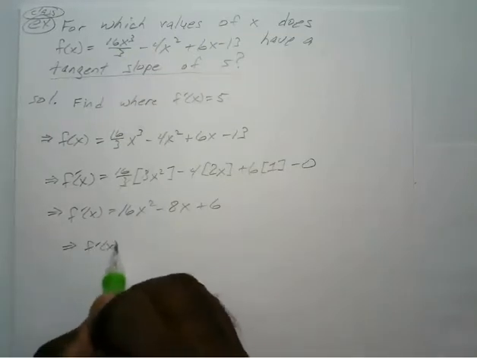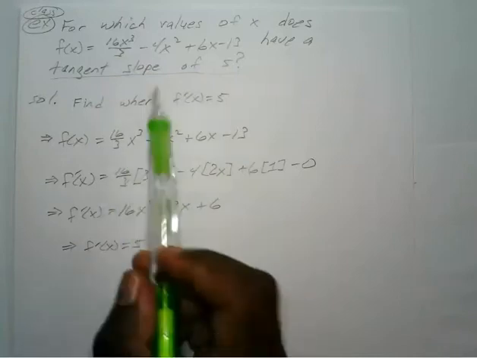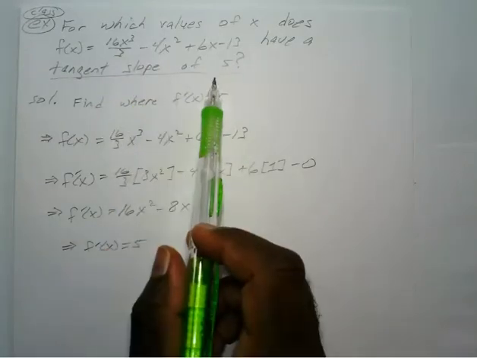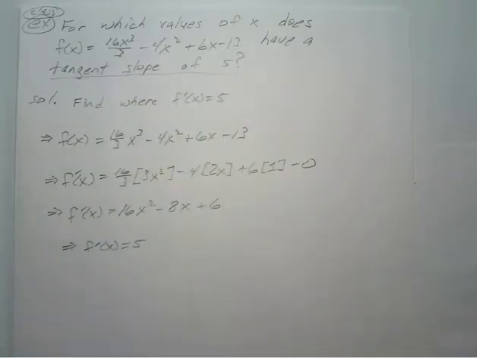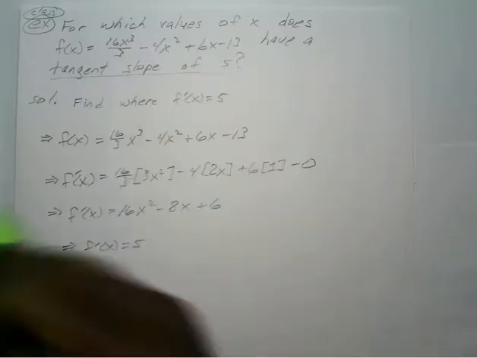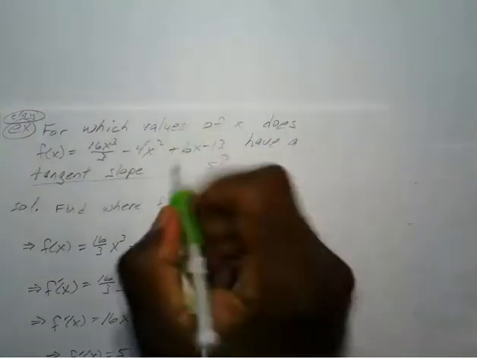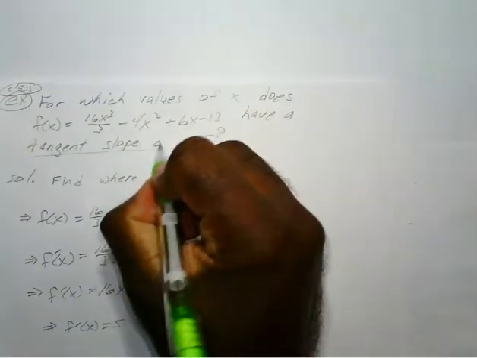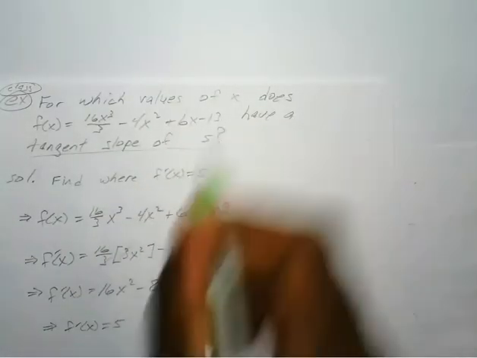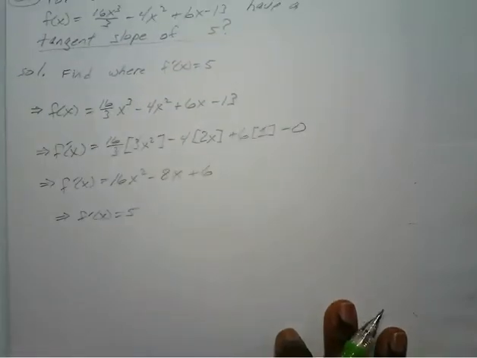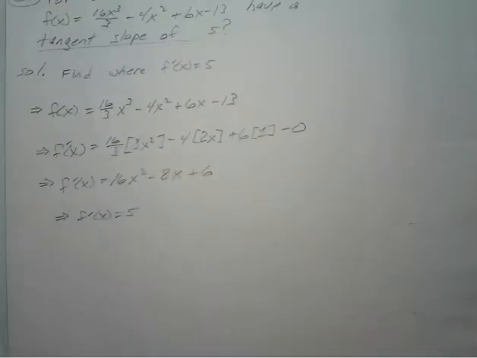So f prime of x equal to 5, or our tangent slope of 5. Oh, that probably shouldn't be there. I don't know why that's bugging me, but tangent slope of 5. That's pretty good. I'll leave it like that. I don't know why the wording just seemed like it could have been better in the problem, but I'll leave it like that.